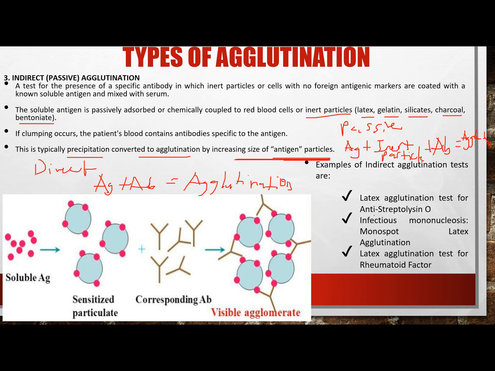Examples of indirect agglutination tests would include your latex agglutination test for ASO or your antistreptolysin O, the infectious mononucleosis monospot latex agglutination test, and the latex agglutination test for rheumatoid factor.